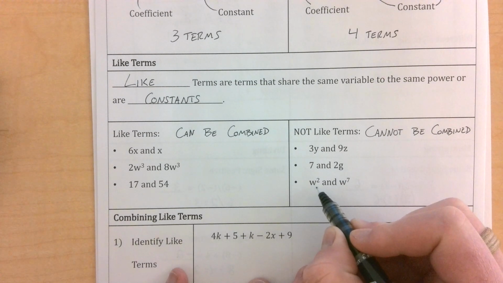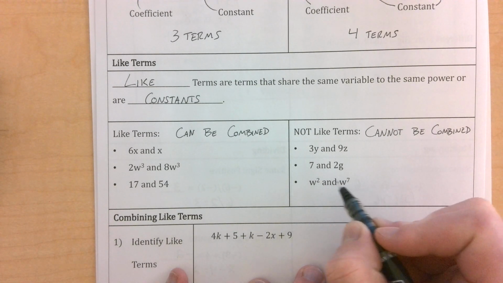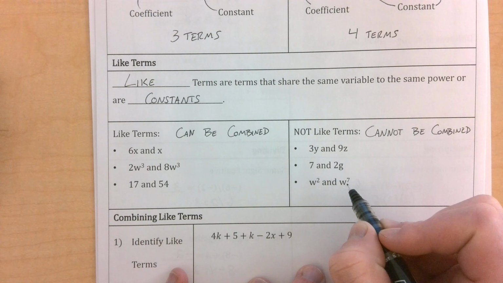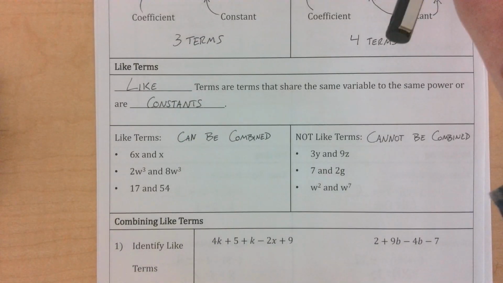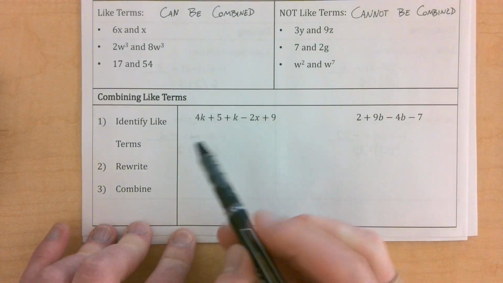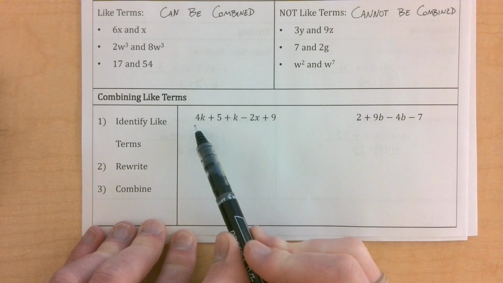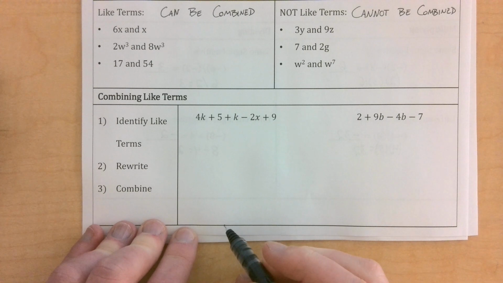And lastly, we have w to the 2nd power and w to the 7th power. These have different exponents. If they have different exponents, we can't combine them. They are not the same. They're not like terms. All right, so let's look at how we combine like terms, how we can take an expression that looks like this with a bunch of things going on and simplify it and make it smaller and easier.